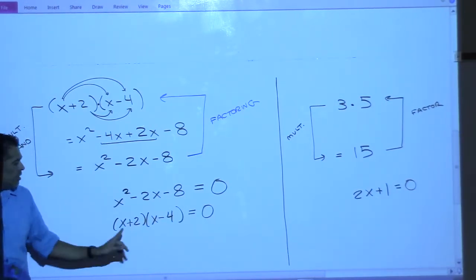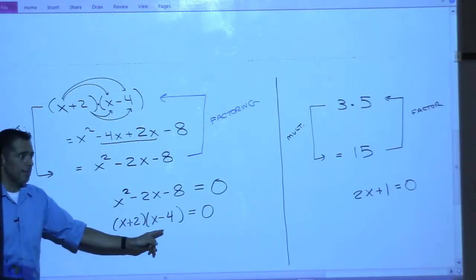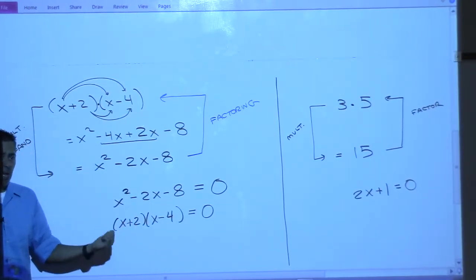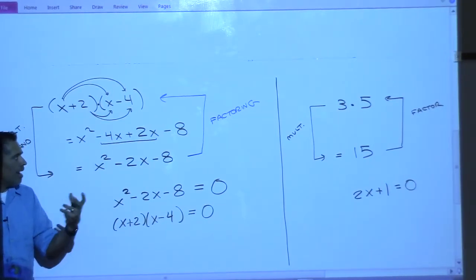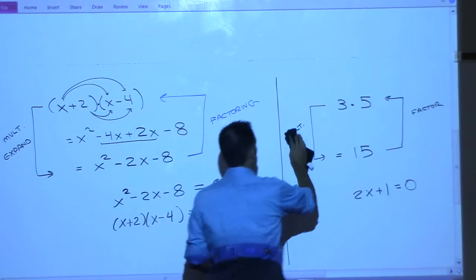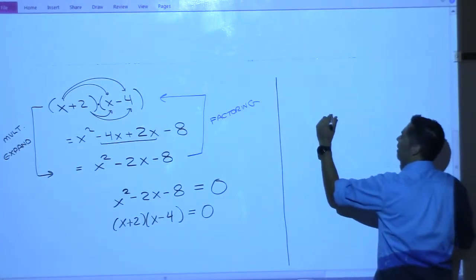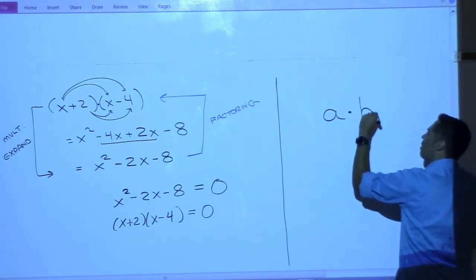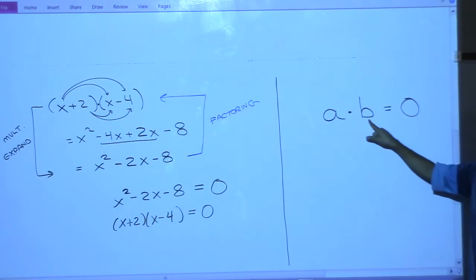So if I tell you two things multiply to be 0, what can you tell me one of them has to be? 0. One of them has to be 0. Now, I want you to think about that. I know it's the morning. I know you're all tired. But why is it that when you have 2 things being multiplied, one of them has to be 0? Or when 2 things multiply. So if I say 2 things multiply to be 0, why is it that one of those has to be 0?